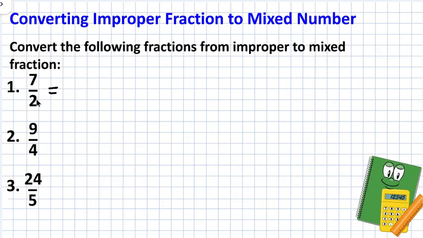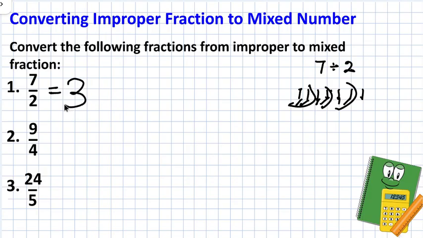So 7/2 is the same thing as saying 7 divided by 2. Okay, so let's divide. So we count 7, 1, 2, 3, 4, 5, 6, 7. And we start dividing it by 2. Okay, so you can see 7 divided by 2, it's divided 3 times. So we write that 3 times it divided as 3 whole.